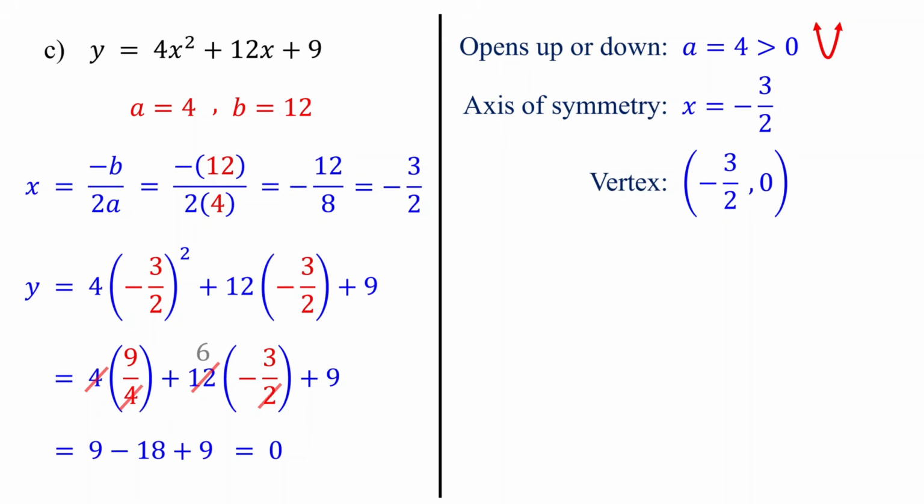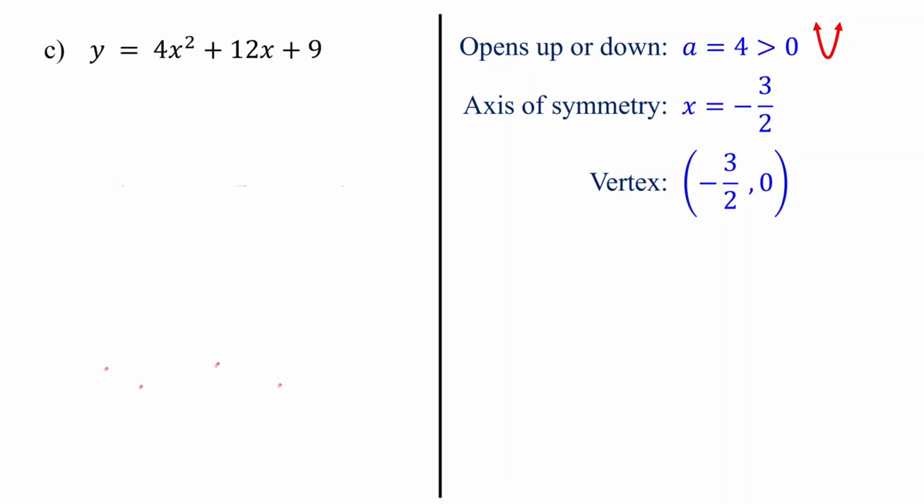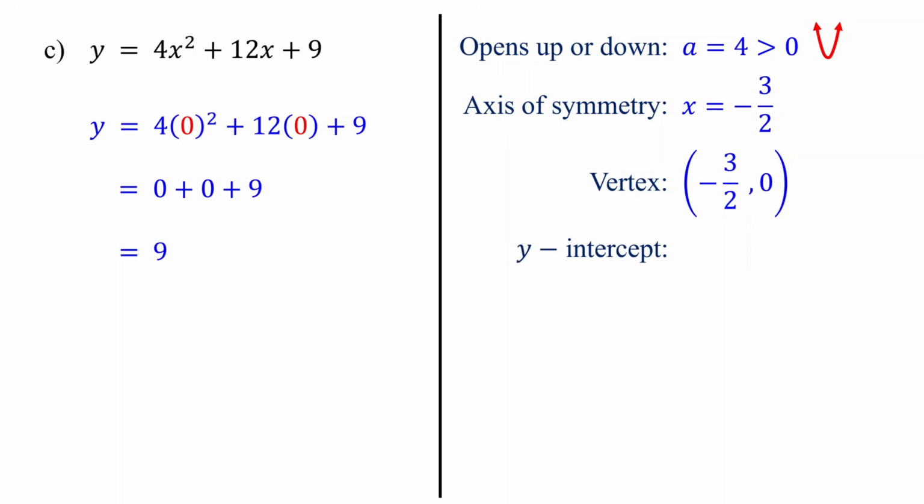Notice that the y-coordinate of the vertex is 0, which means the vertex is on the x-axis. Remember, the x-intercept occurs when y equals 0. So, the vertex and the x-intercept are the same. This happens when a quadratic has only one real solution. Next, find the y-intercept by setting x to 0. This simplifies to 9, right? Therefore, the y-intercept is the point 0, 9.